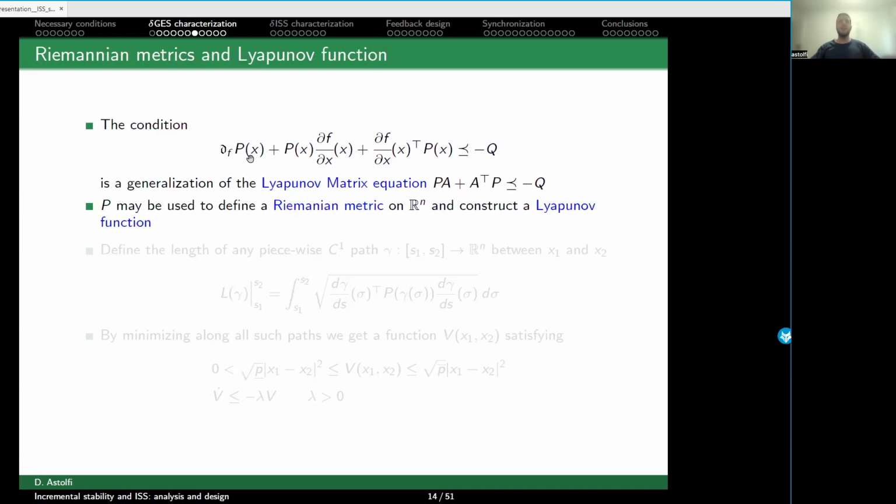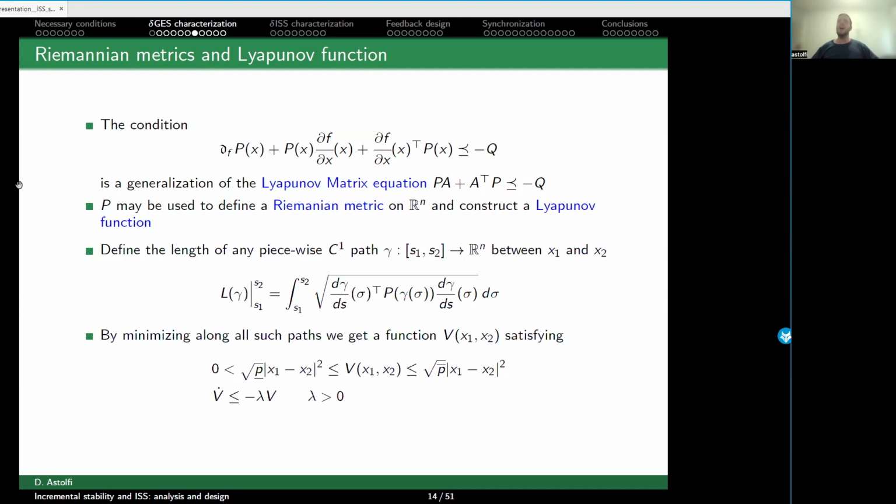As I was saying before, this condition we can think about as a generalization of a Lyapunov matrix inequality. And if we think about x being at particular trajectories, we can see it also as the Lyapunov matrix inequality for a time-varying linear system. Moreover, P can be used to define a Riemannian metric, and we can also construct a Lyapunov function thanks to this function P. The way it is done is the following.